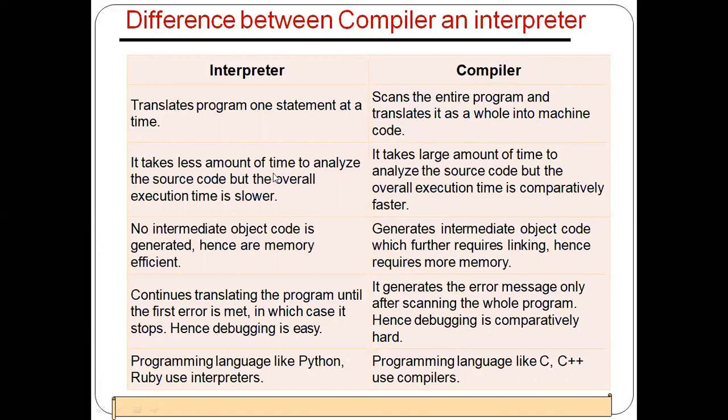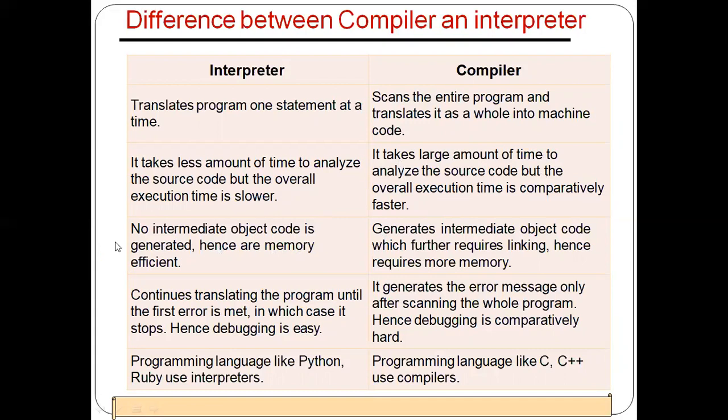For the interpreter, it takes less time to analyze the source code, but the overall execution time is slower. In the compiler, it takes a large amount of time to analyze the source code, but the overall execution time is completely faster than the interpreter.